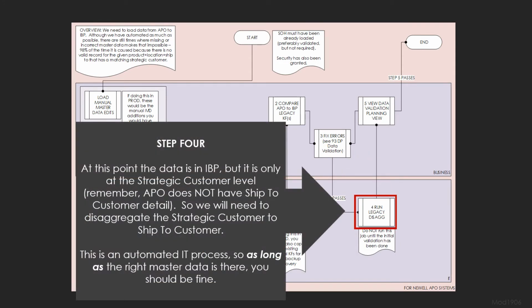Step 4, at this point the data is in IBP, but it is only at the strategic customer level. Remember, APO does not have the ship to customer detail, so we will need to disaggregate the strategic customer to ship to customer. This is an automated IT process, so as long as the right master data is there, you should be fine.